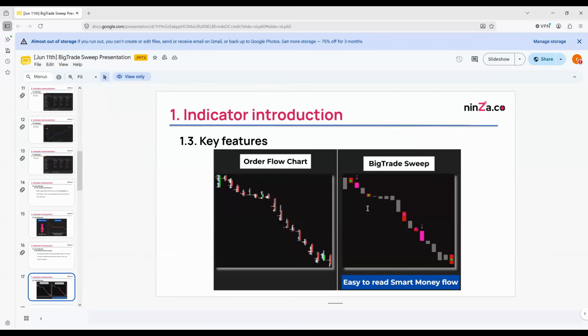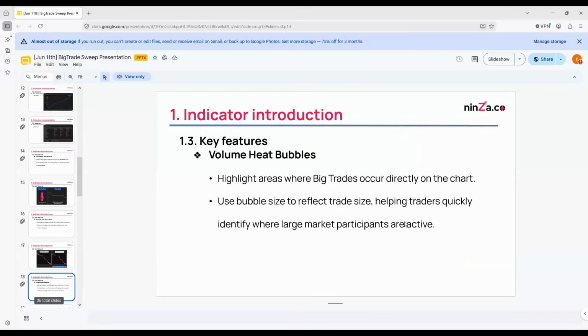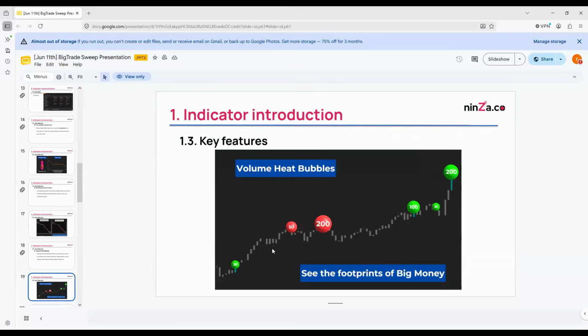So again, this is your typical order flow, right? A whole bunch of these things. But Big Trade Sweep makes it visual. You have the colored bars, and you also have, I do want to get to those bubbles, because we will be looking at those. These tell you, not only per bar, but per transaction basis, who is stronger in a given bar.